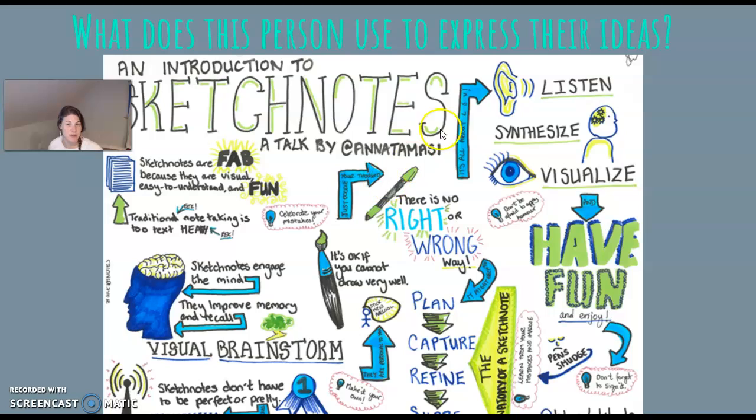We also see connectors, arrows. These show how ideas relate to each other and help draw your eye across the sketch note to work into the different parts and see all the fun aspects.